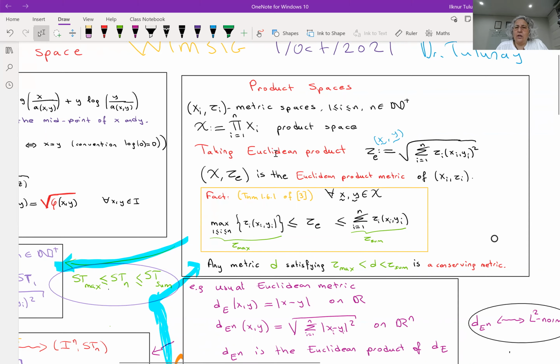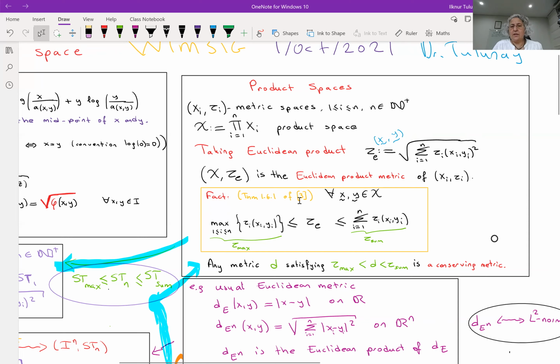Taking the Euclidean product means we are taking the square root of the sum of each metric on the components Xi, squared. So this is the definition of taking a Euclidean product. And it's proven that it is a metric space, if we define tau in this fashion. There are other product metrics as well. This is not the only one.